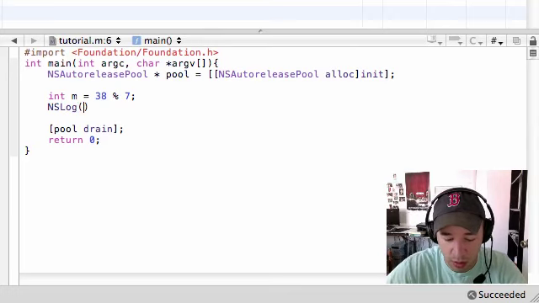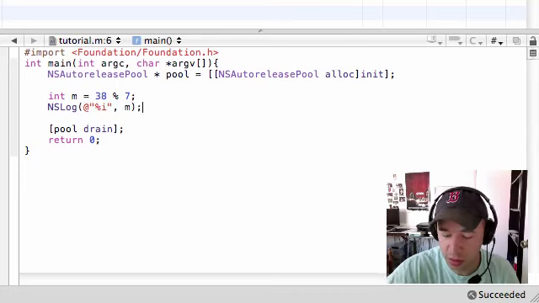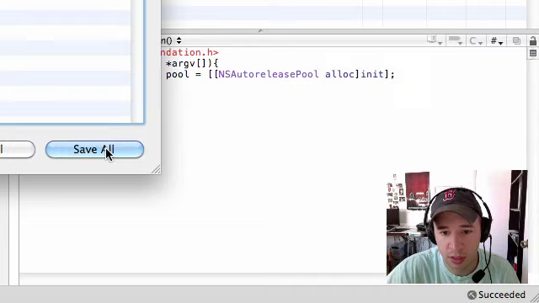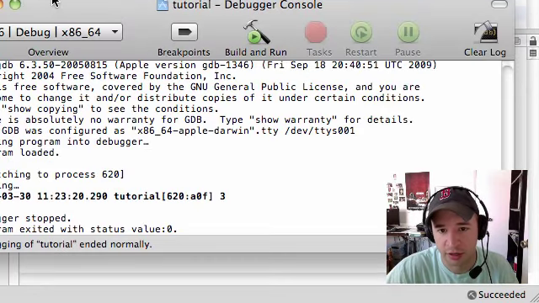NSLog x. And let's go ahead and input %i and m. Don't forget your semicolons. And now build this baby, save all, and run it, and it says 3 right here.